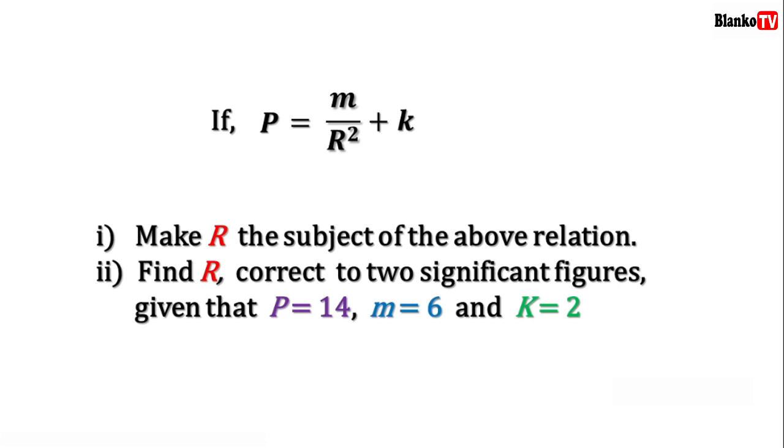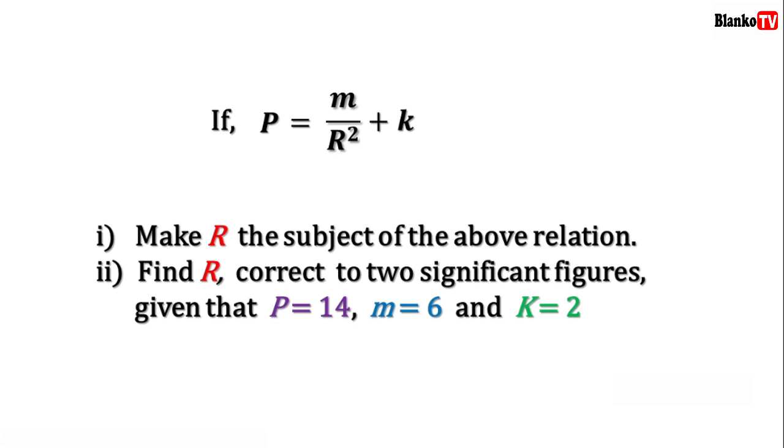If P equals m over r squared plus k, (i) make r the subject of the above relation. (ii) Find r correct to two significant figures, given that P equals 14, m equals 6, and k is equal to 2.